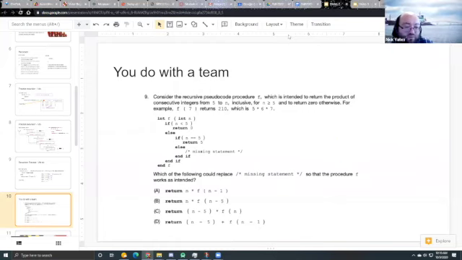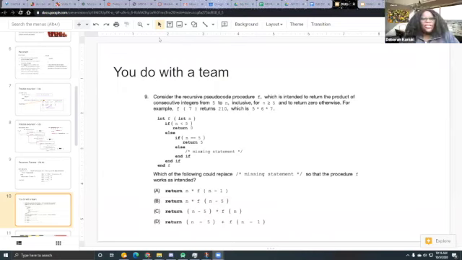Let's go ahead and send you into your breakout rooms. Would anybody like to sort of walk us through number 9? What did you think is the answer and why? I think Rachel can walk us through.